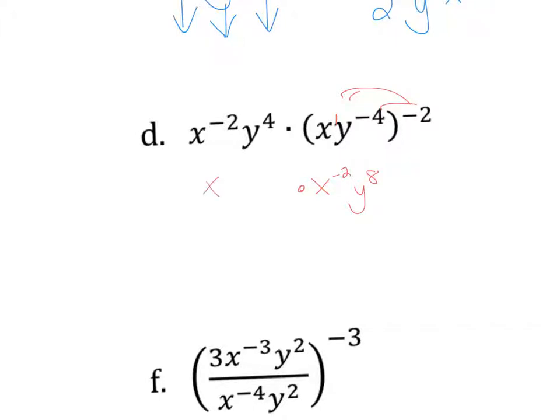I still have this stuff I have to worry about. So now since I'm multiplying, I'm going to add powers. -2 plus -2 is -4. 4 plus 8 is 12. And I have to drop my negative exponents. So y gets to stay put, and x to the 4th gets sent to the denominator. All my bases are combined. All my exponents are positive. I'm done.